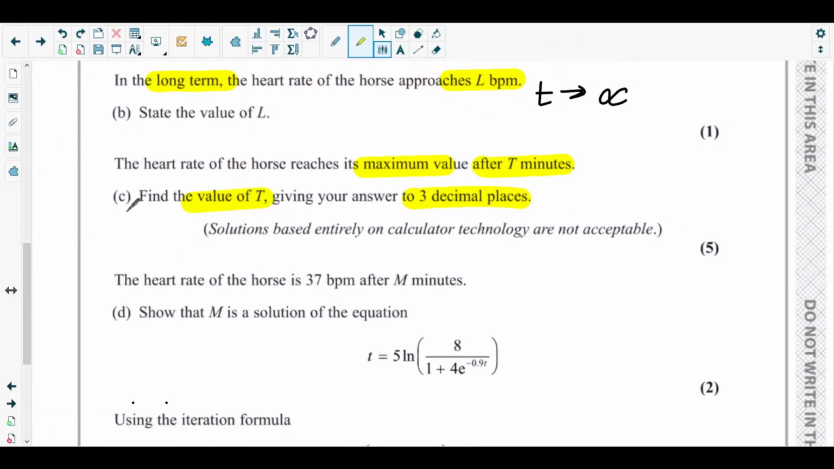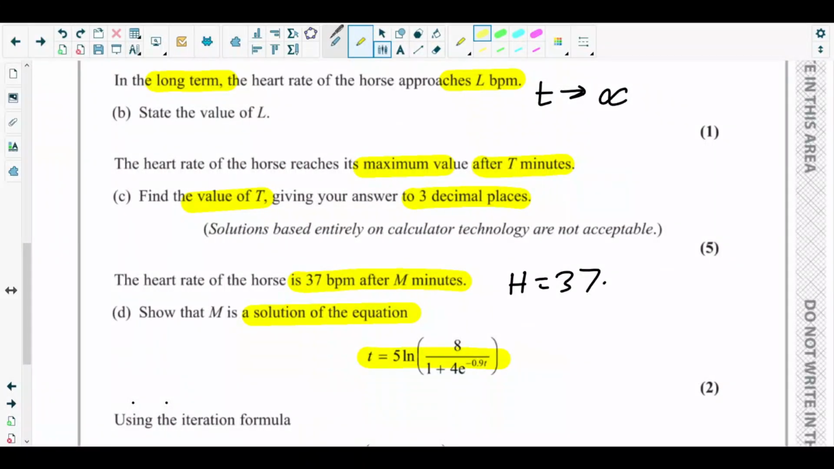Okay, next is part D. In part D, they're saying the heart rate of the horse is 37 bpm after m minutes. So this is the value for H. H equals 37. Show that m is a solution of the equation t equals 5 ln (8 over 1 plus 4 e^(-0.9t)). So H becomes 37 at that time, and we need to show that.